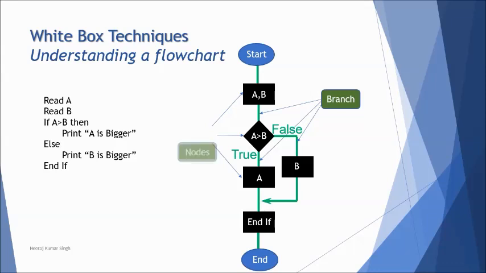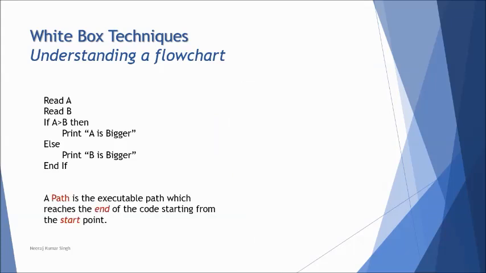Now you would have already got an idea of what exactly we are trying to test as a part of these two techniques, statement testing and decision testing. As a part of statement testing, you test the statements, that is nodes, and as a part of decision testing, you test the branches, that is the directions between these nodes. So let's take another example to understand what exactly it is. Generally it is a measure of the paths, also known as an executable path, which reaches from the start point to the end point of the flowchart.